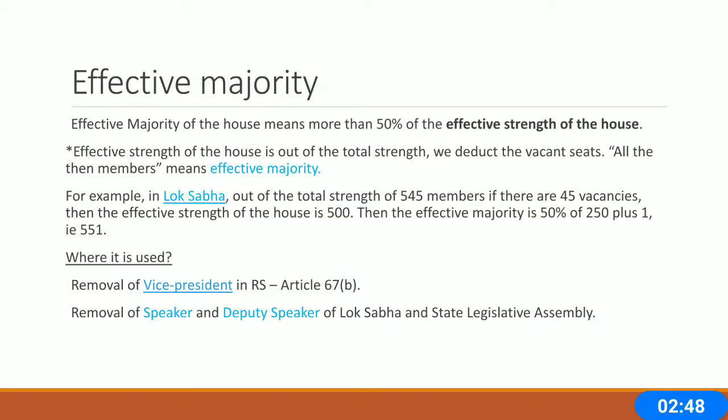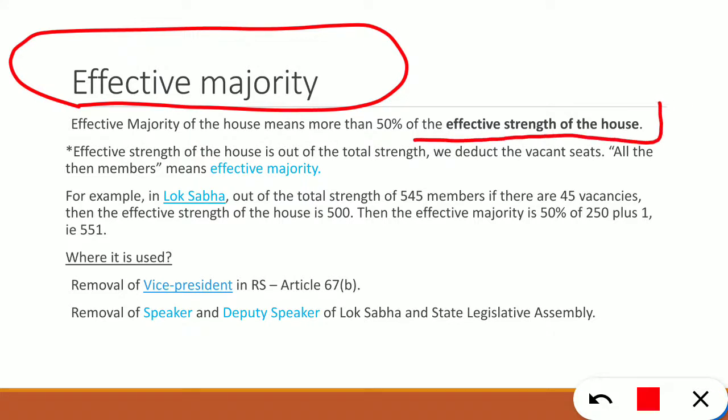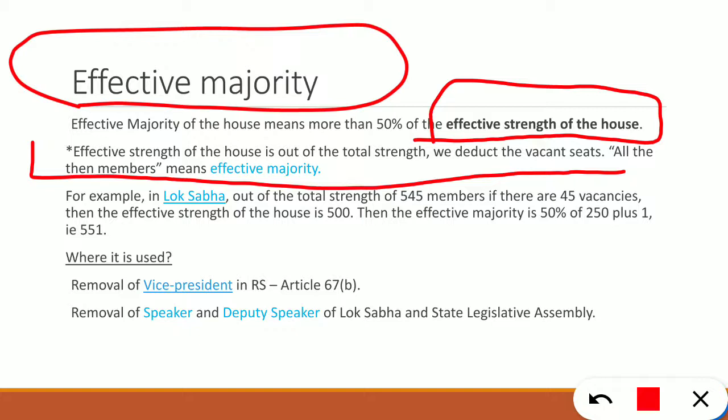Now let's talk about effective majority. To understand what effective majority is, one has to understand the term effective strength of the house. Effective strength of the house is the total strength, which for Lok Sabha is 545 and for Rajya Sabha is 245, after we deduct the vacant seats. That gives the effective strength.